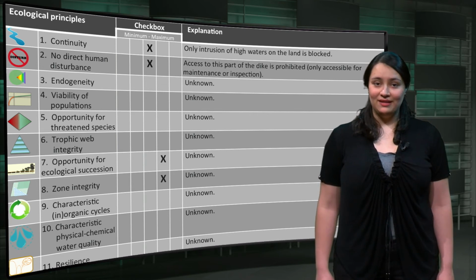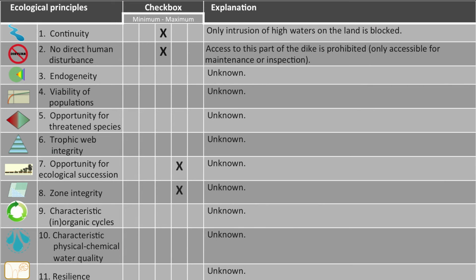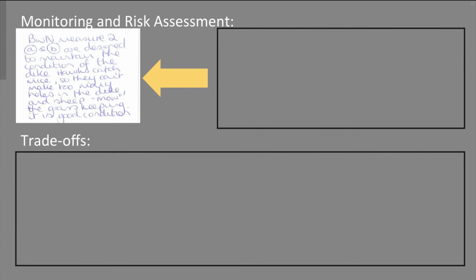Once we have evaluated these 5 aspects, we encourage you to provide more detailed feedback on the principles. For example, in this form, we chose to provide feedback on Principles 7 and 8. Instead of using a concrete berm, the design could have included a raised foreshore vegetated with salt marsh, providing opportunities for ecological succession and increasing zone integrity. After providing this feedback, we are ready for the final step, monitoring and risk assessment.